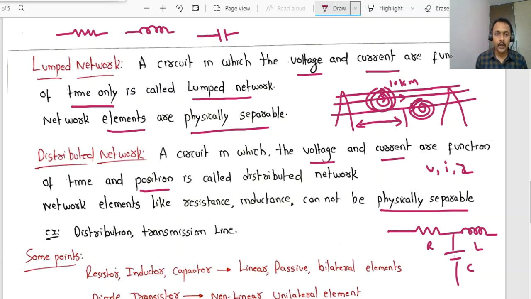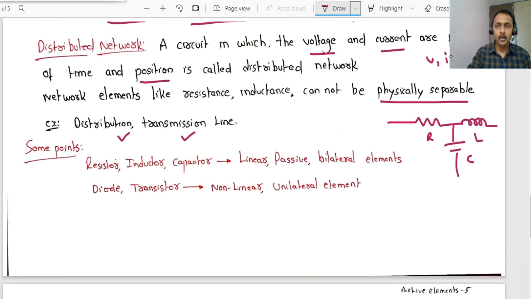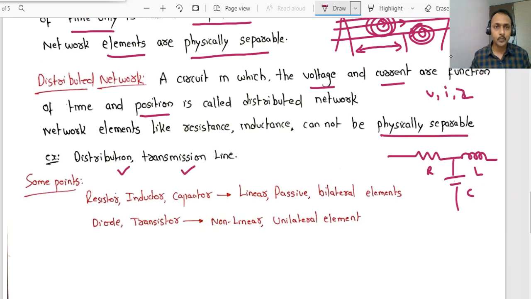So the examples for distributed network are the distribution line and transmission line. Distributed network, I repeat again, these voltages and currents are a function of time and position. Time and position. Position, how do you understand? The distance, right? Now let me see some points, some brief points.